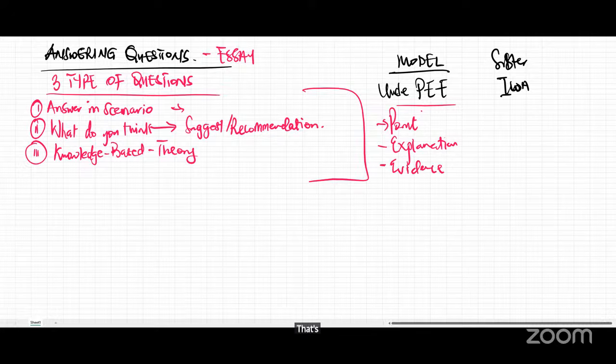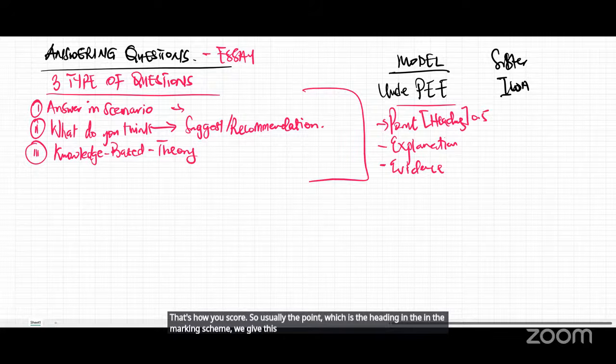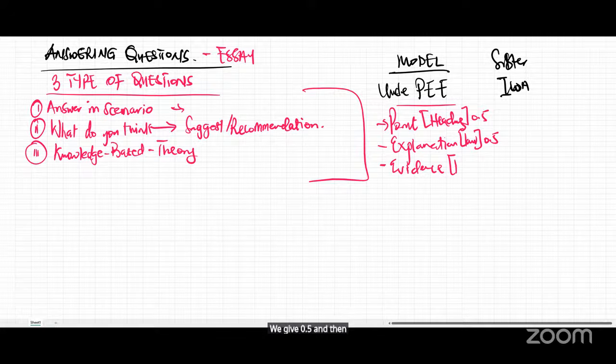So usually the point, which is the heading in the marking scheme, we give this 0.5. Explanation, which is supporting with the law, we give 0.5. And then the evidence, which is the things in the case, that's the application, we give 1 mark. So this gives you a total of 2 marks. All right, I'm also teaching you how to cheat the system.